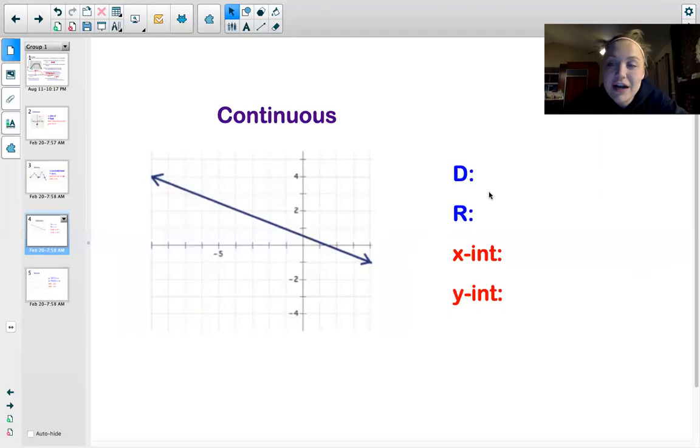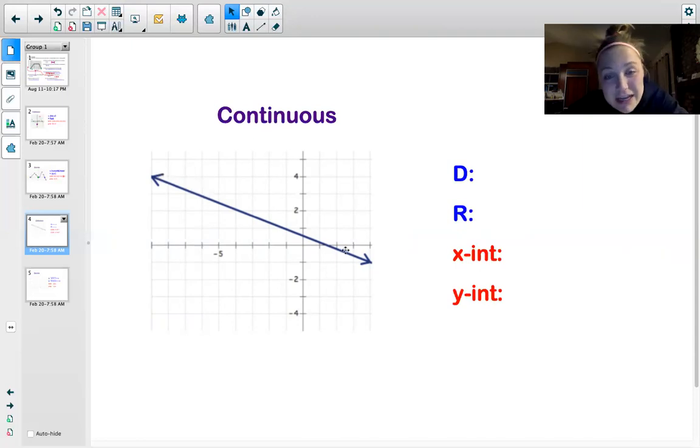Okay, so let's talk about the domain and range here. Domain, how far to the left and how far to the right. Oh my gosh, Ms. Johnson, there's no dot on the end. You're right, there's not a dot on the end. What does that arrow mean? How far to the left does this graph go? Well, it goes forever to the left.